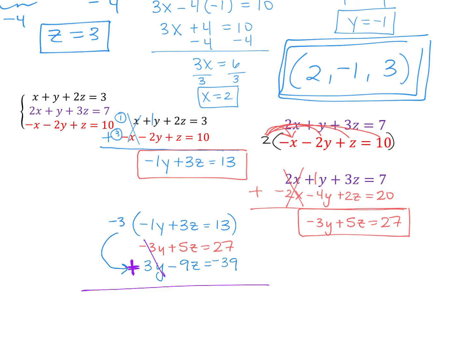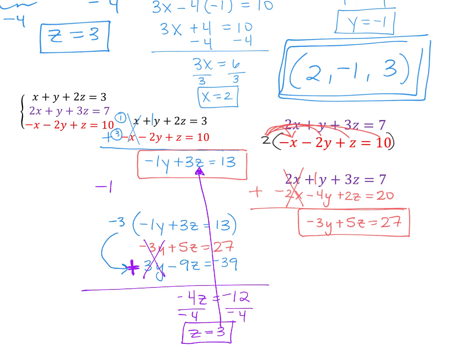Negative 3y plus 3y is 0. 5 plus negative 9 is negative 4z. 27 plus a negative 39 is negative 12. And then we divide by -4. So what's z? Z is 3. Then once you know z is 3, go back to one of the ones that only has 2 variables. I'm going to take this 3 and drop it in right here.